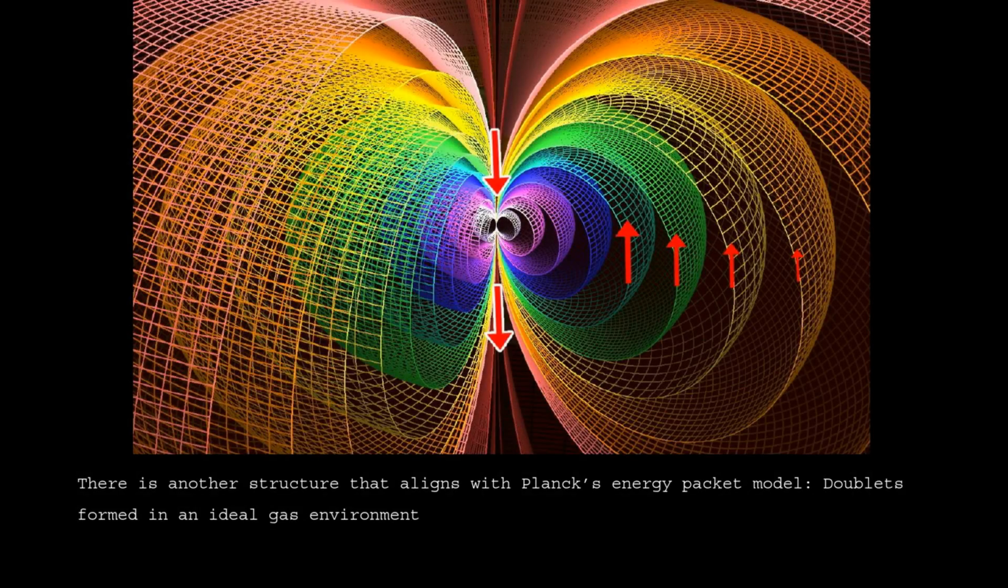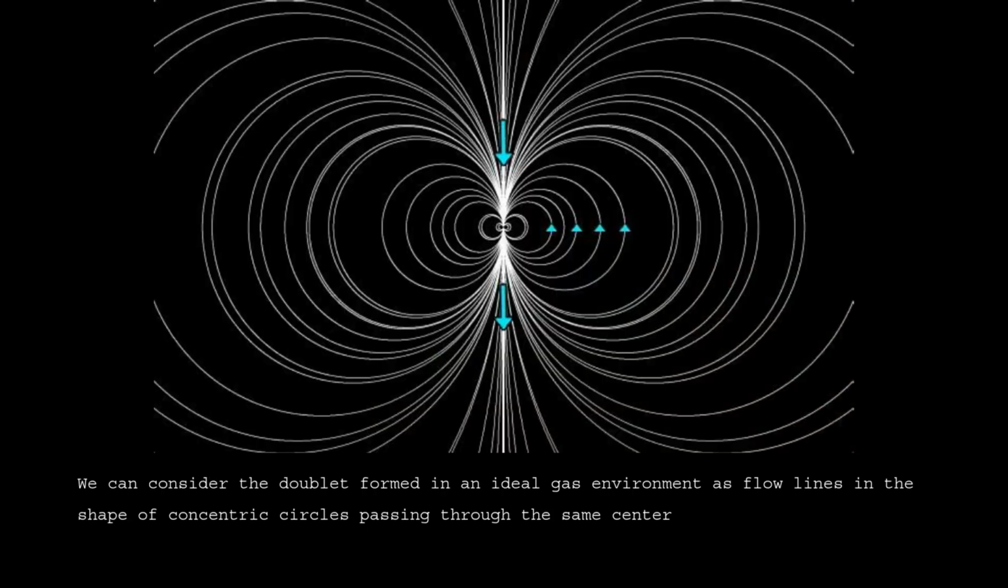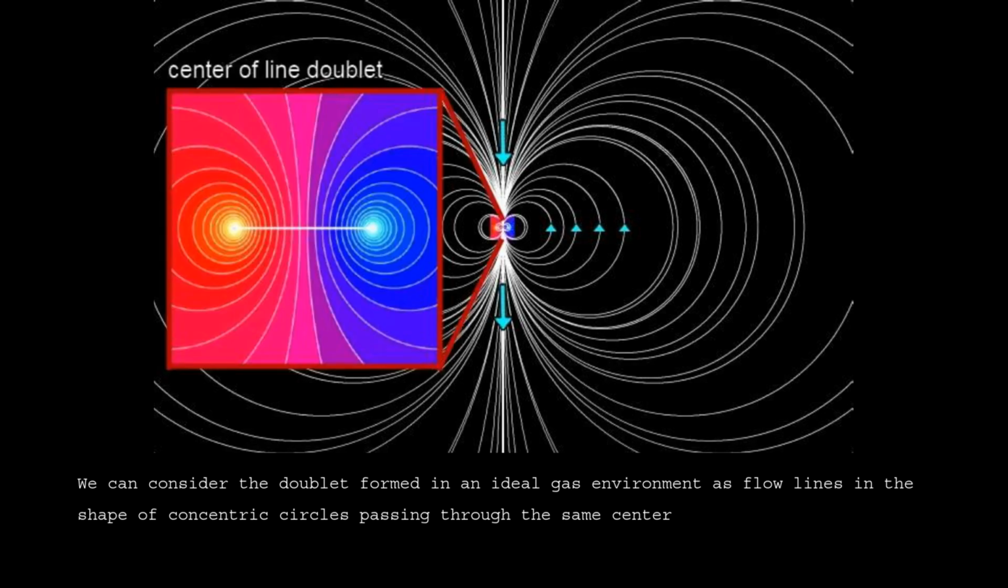There is another structure that aligns with Planck's energy packet model: doublets formed in an ideal gas environment. We can consider the doublet formed in an ideal gas environment as flow lines in the shape of concentric circles passing through the same center.